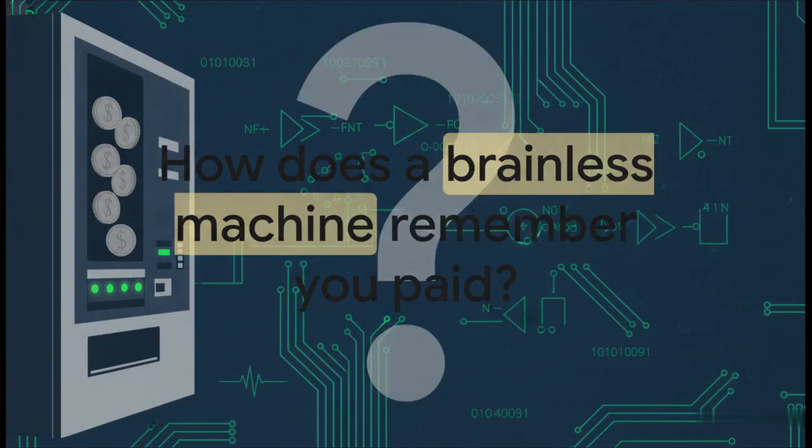Okay, let's dive straight into the core puzzle. How exactly does a machine with literally no brain remember that you paid? Think about it for a second. You drop in a coin, you wait a beat, you drop in another coin. How does this inanimate box string those sequential events together over time without a human memory to keep track? It's a genuinely fascinating problem of state and memory that engineers have to solve using pure logic.